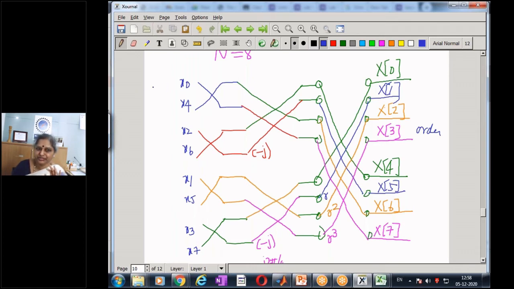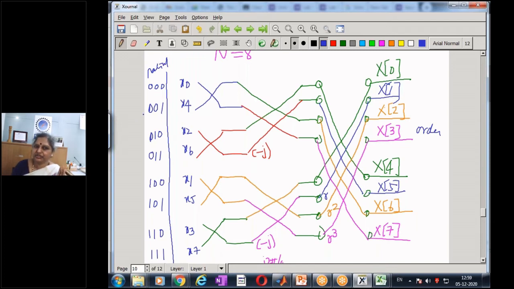So what is x0? If this is 0, 0, 0, let me first write my binary digits in order: 0, 0, 1, then 0, 1, 0, 0, 1, 1, then 1, 0, 0, 1, 0, 1, 1, 1, 0, 1, 1, 1. This is my natural sequence.